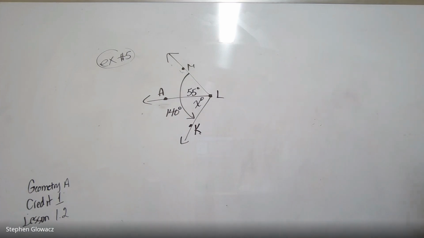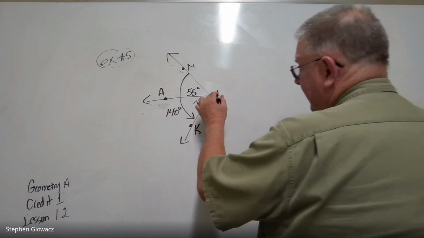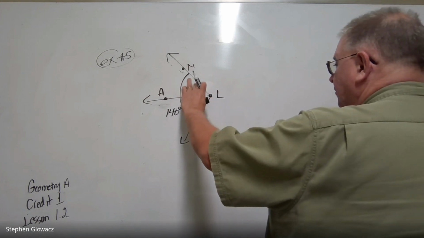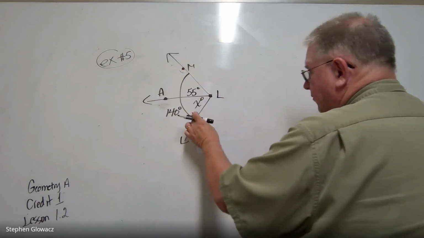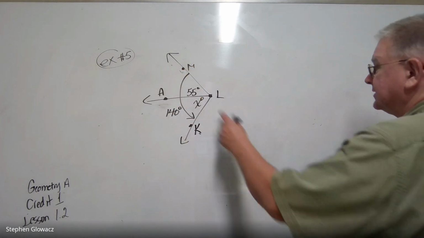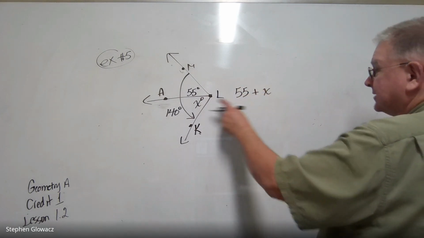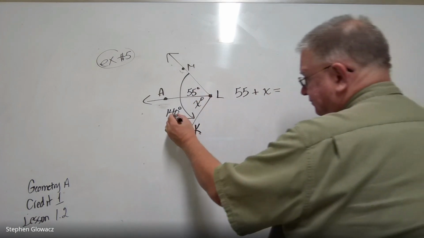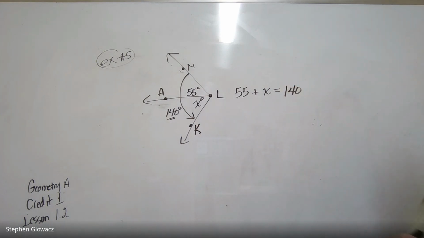All right, so the way we set up our example is this. Whenever we divide an angle into 2 smaller angles, the sum of those 2 smaller angles is equal to the original big angle. So we can set up our equation like that: 55 plus X, the 2 smaller angles added together, equals the larger angle, equals the 140.